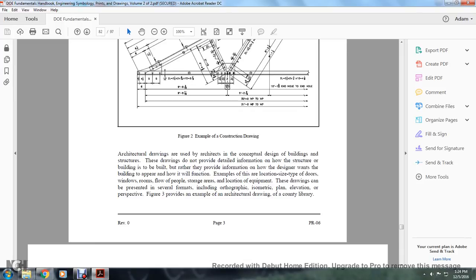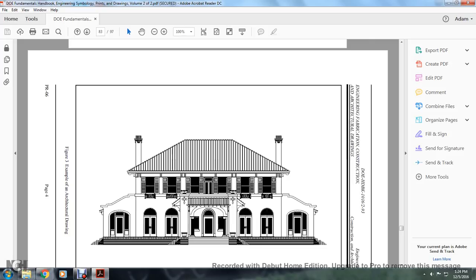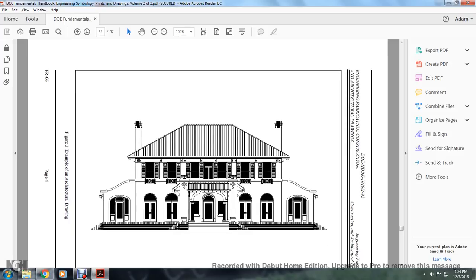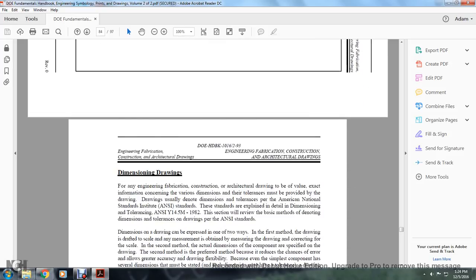Architectural drawings are used in architectural concept design of buildings and structures. The drawings do not provide detailed information on how the structure of the building is built, but rather provide information on how the designer wants the building to appear and how it will function. Examples are the location, size, and type of doors, windows, rooms, flow of people, storage areas, and location of equipment. The drawings can be represented in several formats, including orthographic, isometric, plan, elevation, and perspective. Figure 3 provides an example of an architectural drawing of a county library.